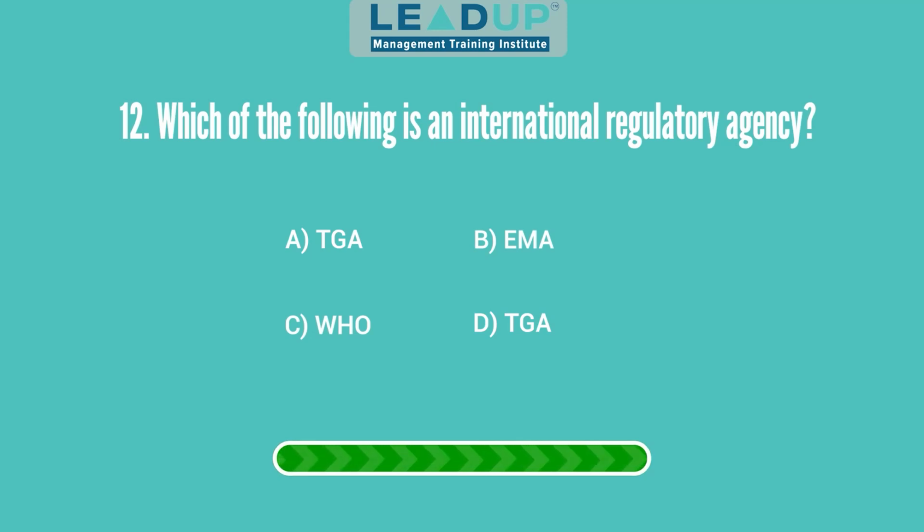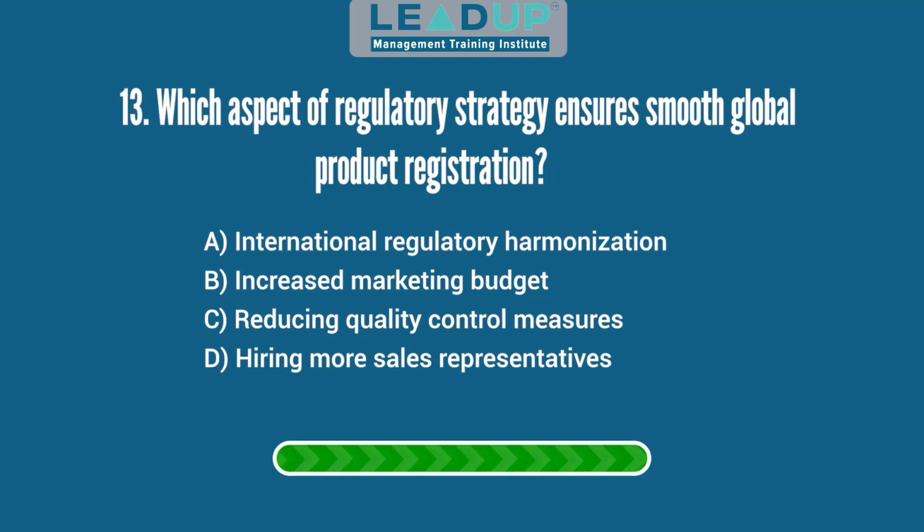Question 12. Which of the following is an international regulatory agency? A. FDA, B. EMA, C. WHO, and D. TGA. The answer is WHO.